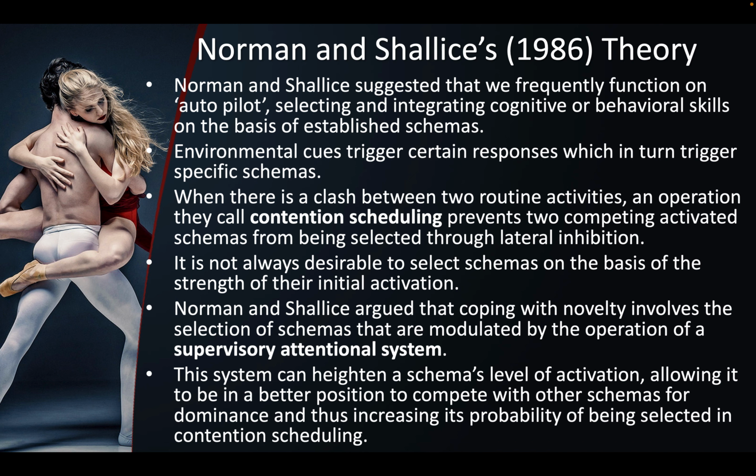Norman and Shallice argue that coping with novelty involves a selection of schemas that are modulated by the operation of a supervisory attentional system. This system can heighten a schema's level of activation, allowing it to be in a better position to compete with other schemas for dominance and thus increasing its probability of being selected in contention scheduling.